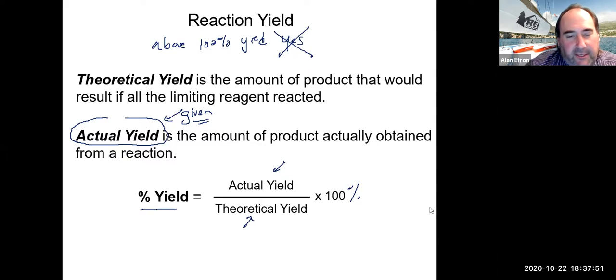So usually you shouldn't get over 100%. Usually that's not a great thing. That usually means something didn't go so right. But you do want to get near 100%. Like I said, high 90s is usually pretty good. But a low percent yield is not so great.